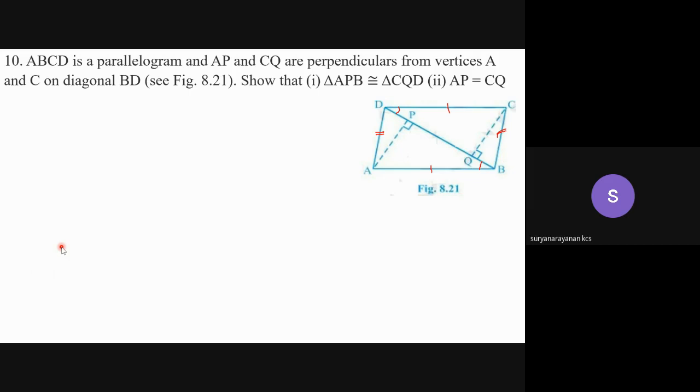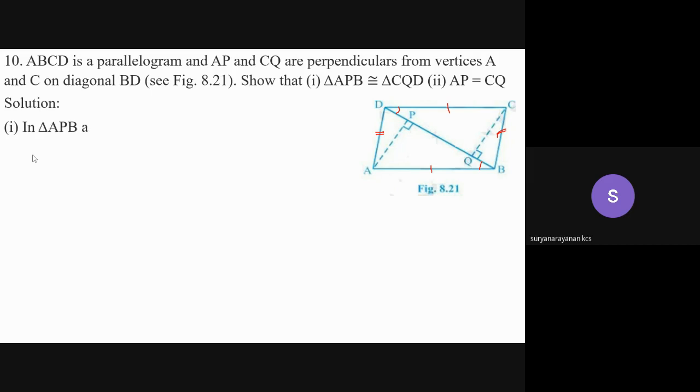Okay, now come to this point. In this parallelogram, AP and CQ are perpendicular. So here they have drawn perpendicular lines like this on the diagonal BD. We have to show that triangle APB and triangle CQD are congruent. After that, the second part is AP is equal to CQ. Okay, my children. Now come to the solution.